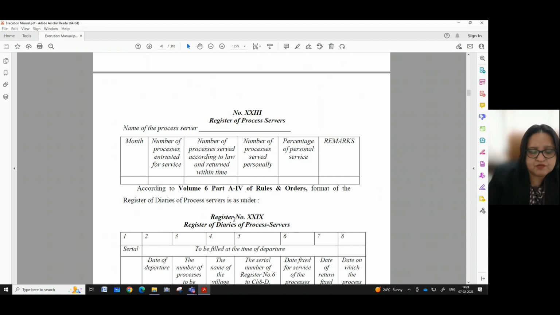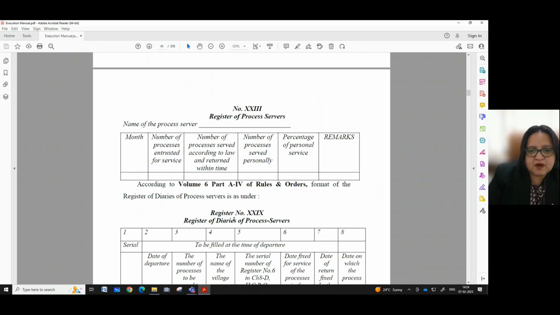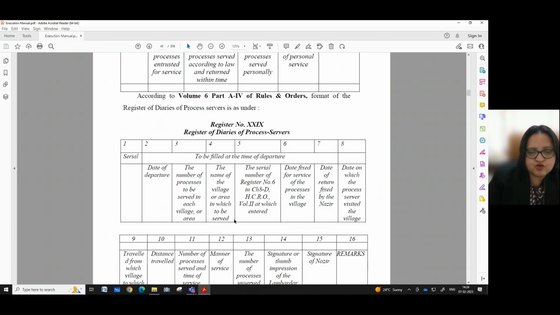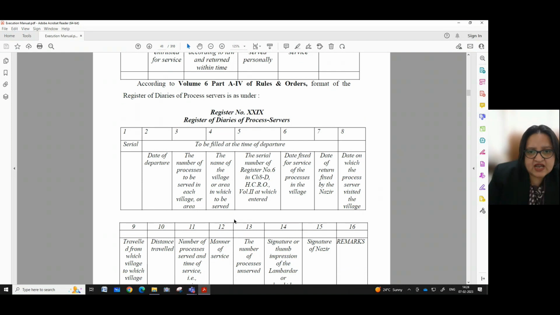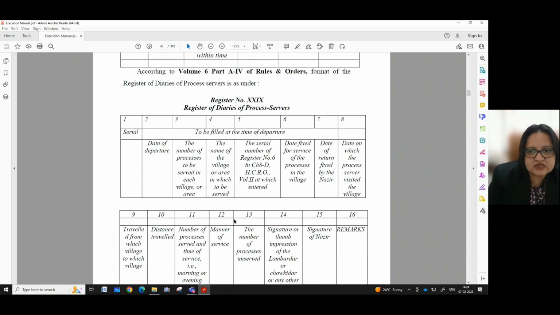And then there is remark. According to Volume 6, Part A4 of Rules and Orders, the format of the register of diary of process server is as under. Register number 29, Register of diaries of process servers. If we see this register, it has 16 columns.